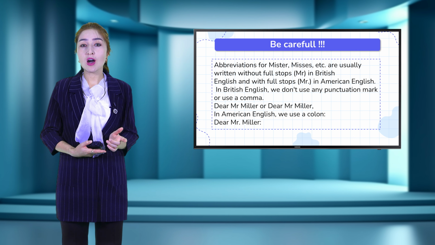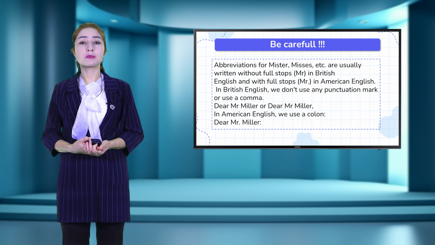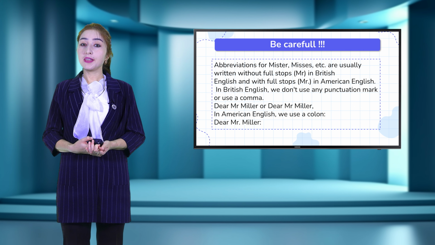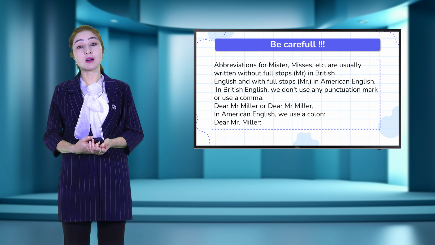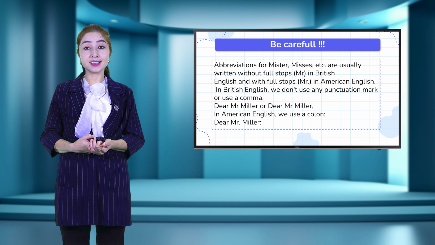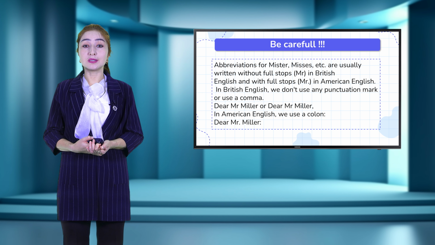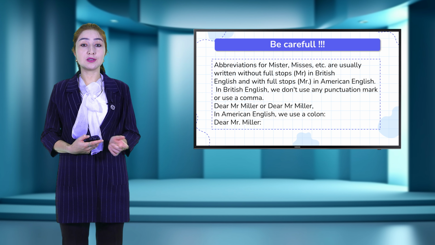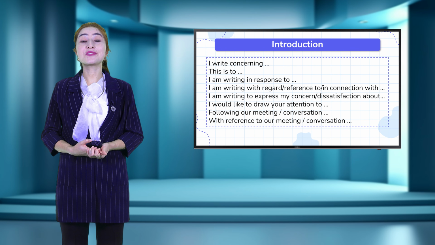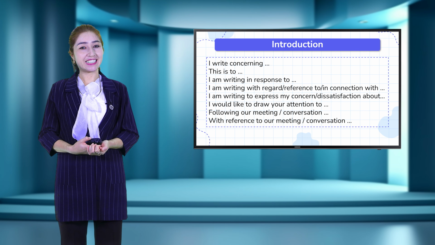And here is another point. In British English we do not use any punctuation mark, or we use a comma: "Dear Mr Miller" or "Dear Mr Miller," that's it, with comma or without comma. In American English, we use a colon, just only a colon: "Dear Mr. Miller:" that's it. Okay, let me give you some information about the introduction of the letter.